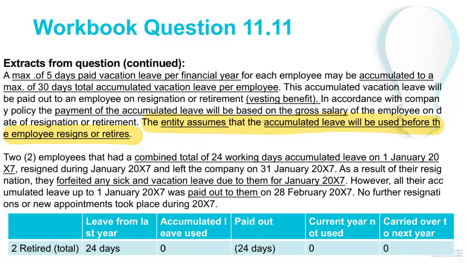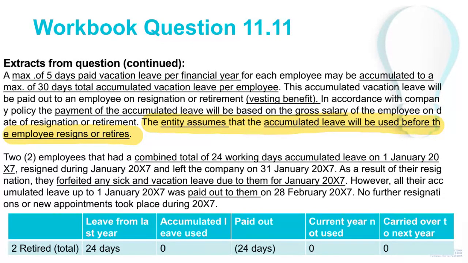As a result of their resignation, they forfeited all sick and vacation leave due to them for January. So what sort of leave did they forfeit? Did they forfeit their cumulative leave or the current leave? Because it says for January, the leave for January 2017, it is the current leave that they forfeited. They did not forfeit the cumulative leave. So be very careful how you're reading this question. They did not forfeit the 24 days. They only forfeited the current leave, which came in January.